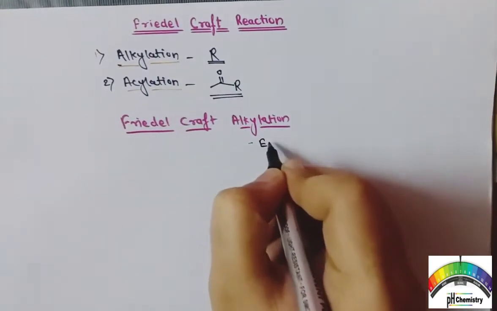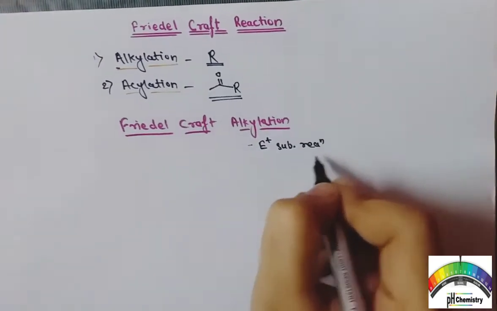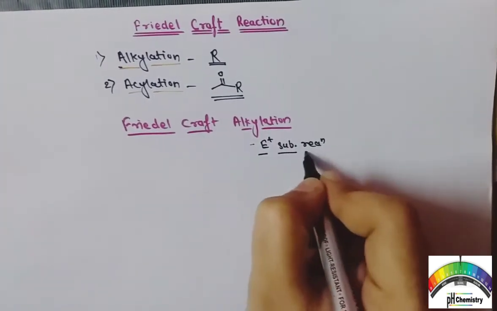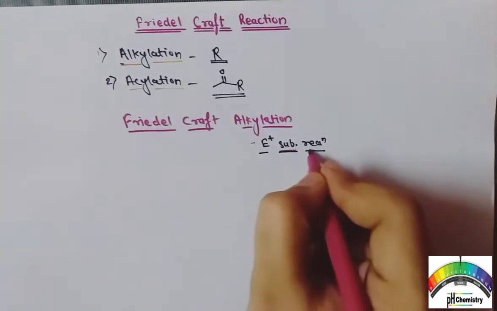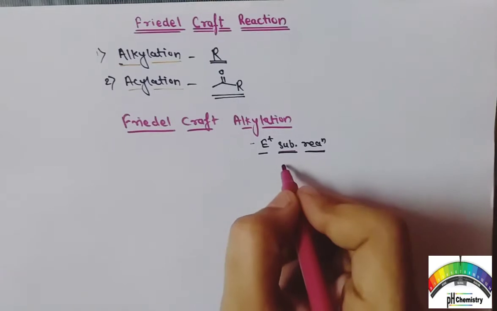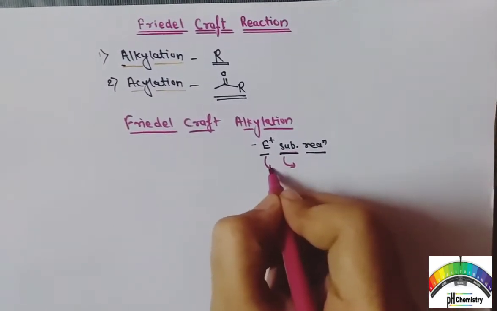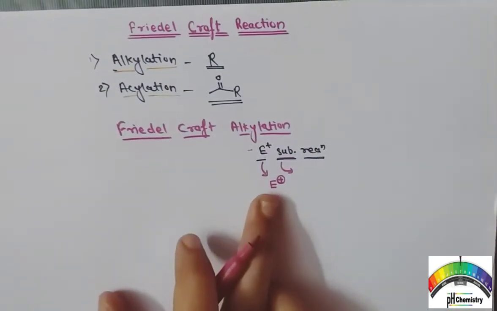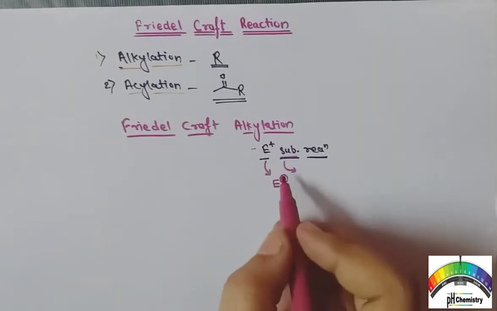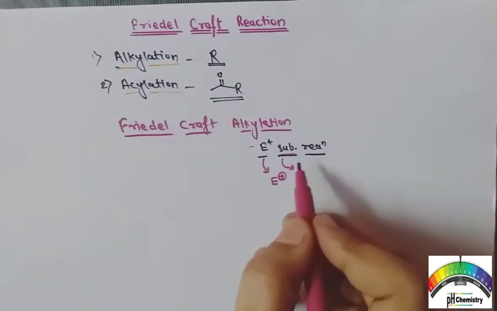Friedel-Crafts alkylation is an electrophilic substitution reaction. What is meant by electrophilic substitution reaction? Substitution reaction means any one atom or group is substituted by another atom or group, and electrophilic means there is a substitution by an electrophile of any atom or group. So this is the electrophilic substitution type of reaction.